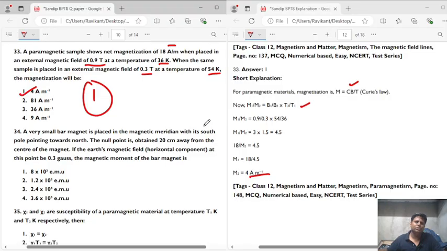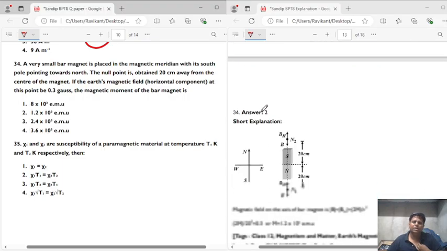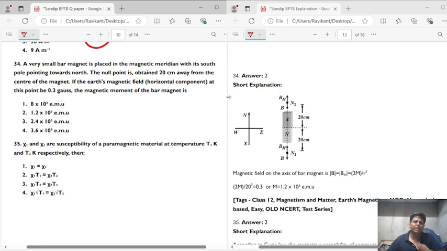So now let's get into question number 34. Question number 34 says a very small bar magnet is placed in the magnetic meridian with its south pole pointing towards north. The null point is obtained 20 centimeter away from the center of the magnet. If the Earth's magnetic field horizontal component at the point is 0.3 Gauss, the magnetic moment of the bar magnet is. So the scenario is explained in this diagram.